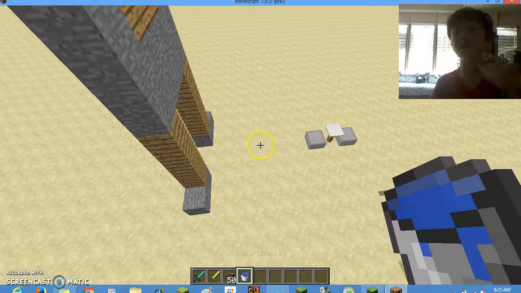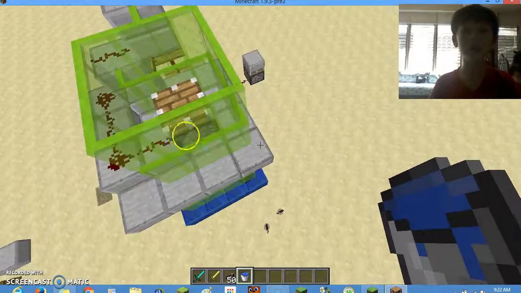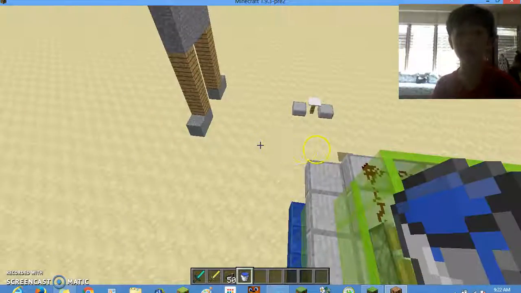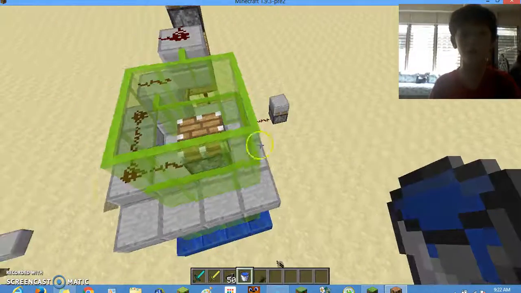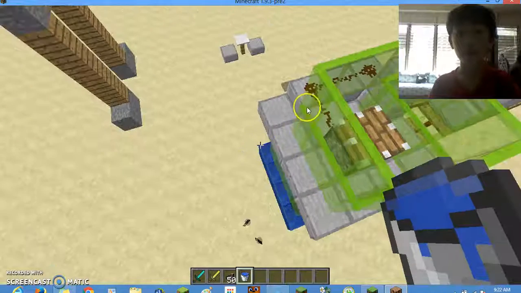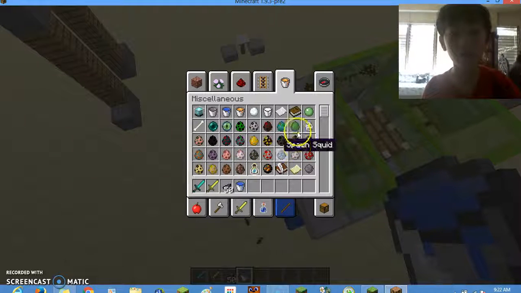This is called Squid Killer. It's gonna get ink sacks and you kill the squid. So I got 50 and more down. You need an egg squids because it won't do anything. There's no squid.